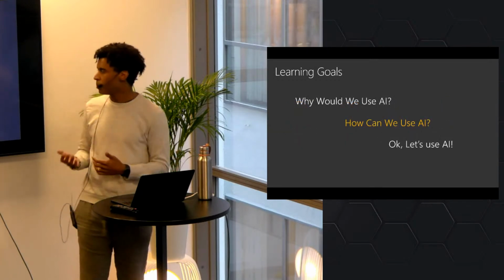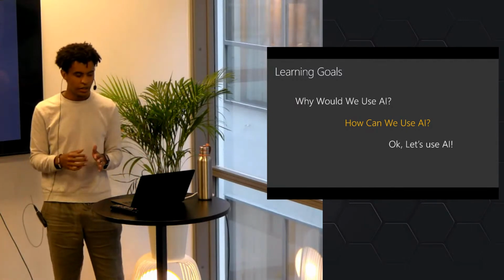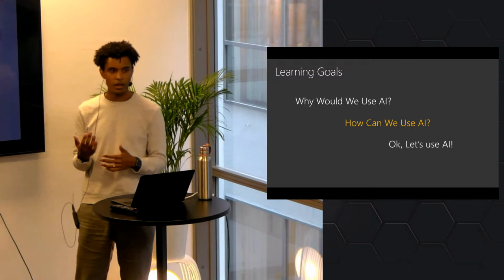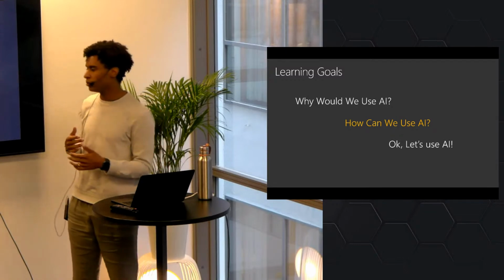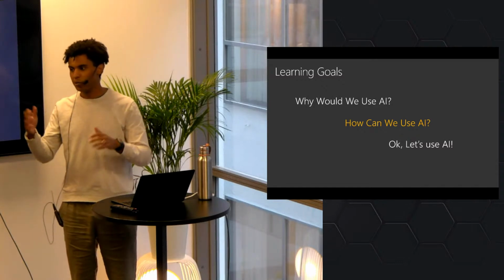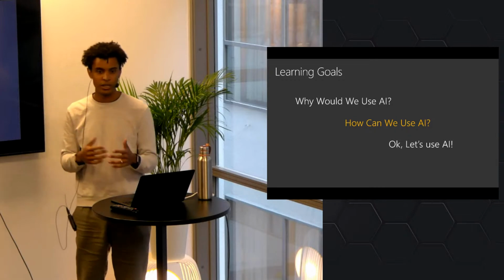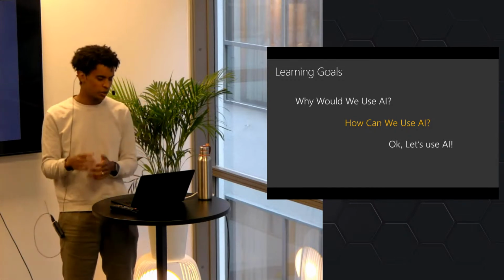If I sum up the theme: the last talk was about why we would use AI and how that's possible. This one is about how we can actually use it. The third part would be, finally, we've answered those questions, so let's do it. Let's use AI, and we can go straight into the code.